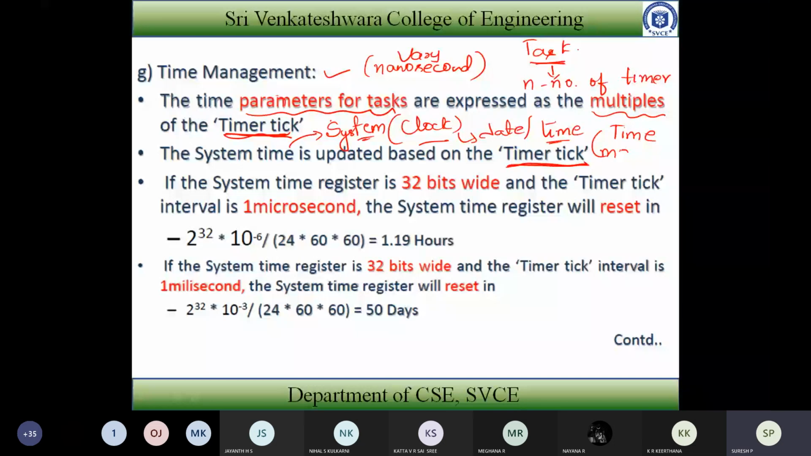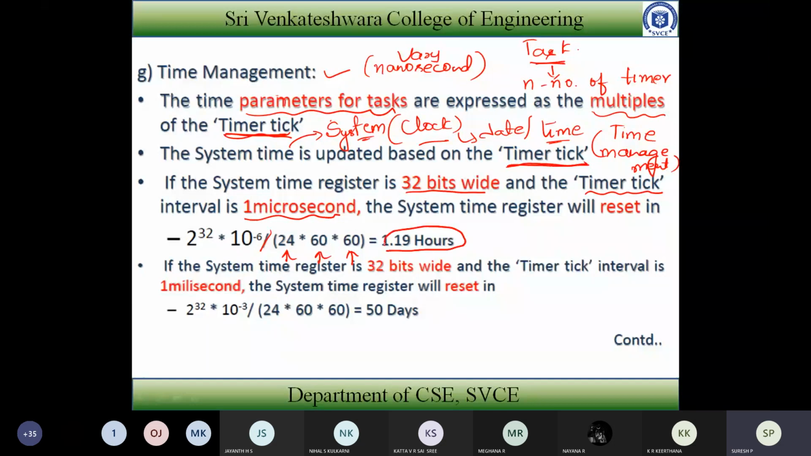Now if you take your system, if the system time register is 32 bits wide and the timer tick interval is 1 microsecond, then after how long is it going to reset? Since it is 32 bits wide, it will be 2 power 32 into the microsecond, that is 10 raised to minus 6, divided by the number of hours, minutes and seconds. That will provide you 1.19 hours.